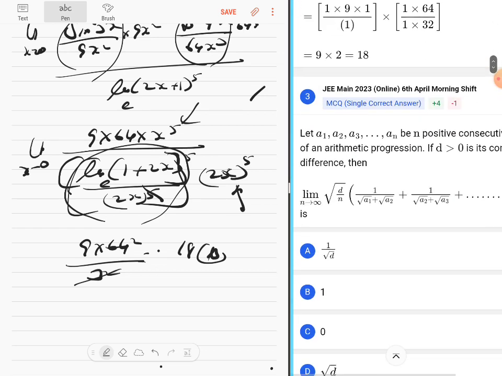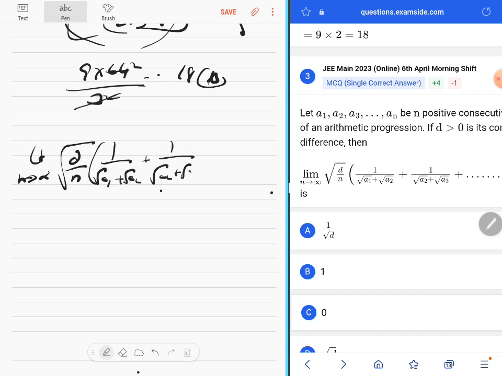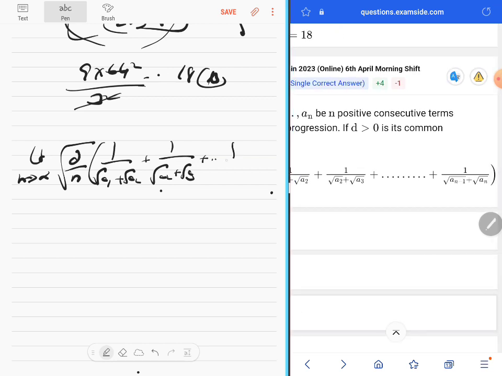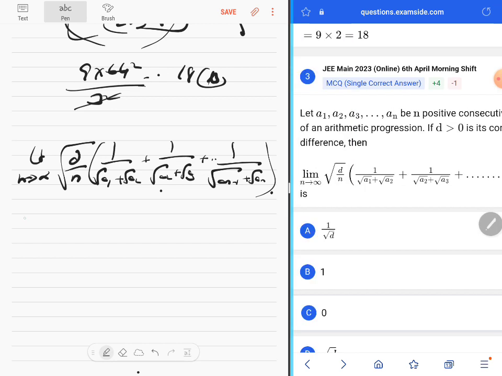The next question is here, which is: let a1, a2, a3 be positive numbers in consecutive arithmetic progression. Okay, so the limit as n tends to infinity of root of d by n into 1 by root of a1 plus root of a2, plus 1 by root of a2 plus root of a3, plus dot dot dot, 1 by root of a(n minus 1) plus root of an. So you're going to solve this.